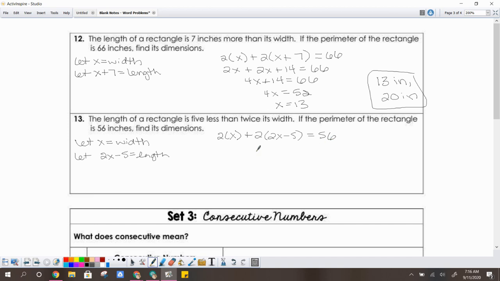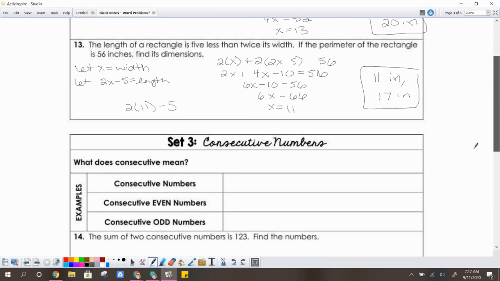So we're solving now by distributing first. And then you combine like terms. And then you go ahead and solve this two-step equation. Add 10 to both sides. And then divide by 6 to get 11 as your width. And then you take 11, plug it in for your length. Solve that. You should have 11 inches, and then when you solve this, you should get 17 inches.